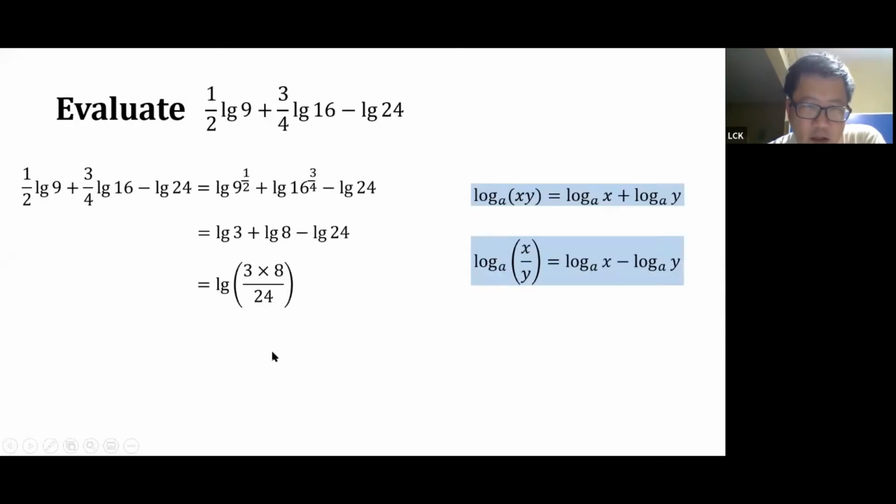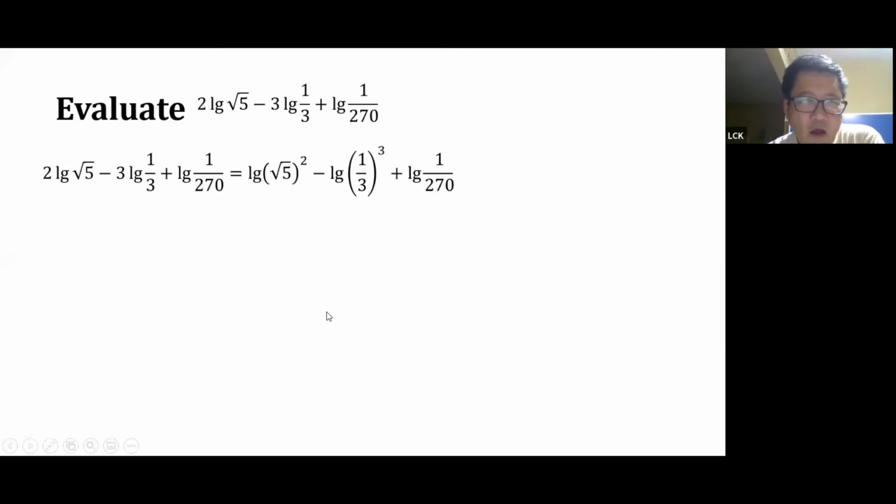So 3 times 8 is 24, divided by 24 is log of 1, and log of 1 is simply 0. Beautiful. Very, very simple. Okay. Again, something that looks slightly more difficult.